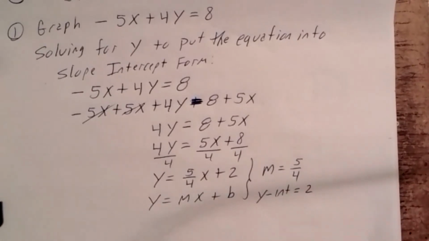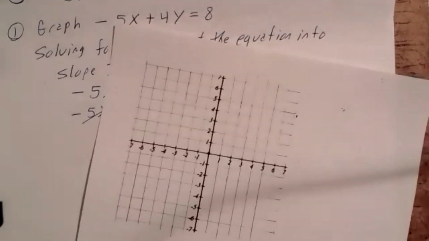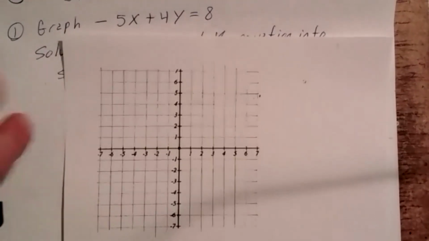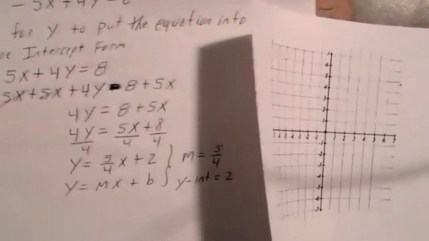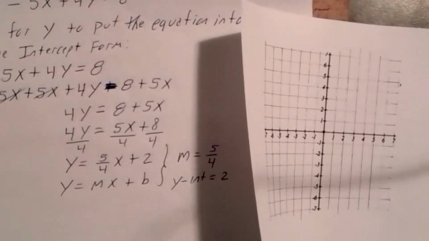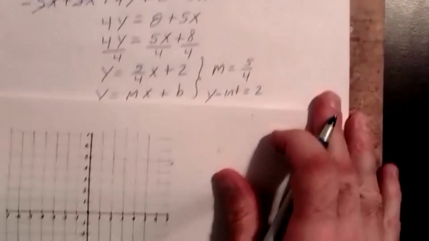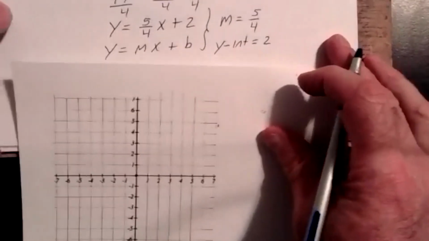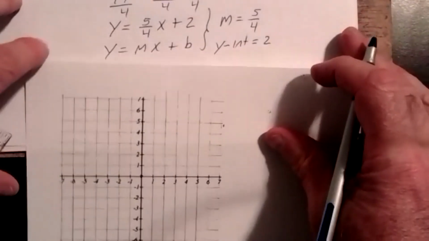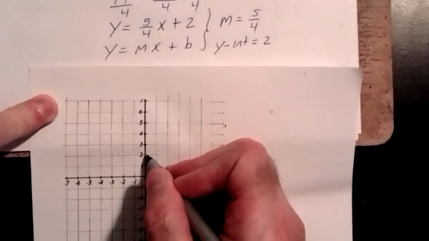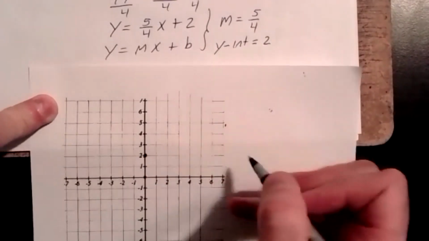To do that, we take ourselves a piece of graphing paper, ladies and gentlemen, and a ruler wouldn't hurt. So I'm going to try to graph y equals 5/4 x plus 2. To do that, we will plot the y-intercept first, which is 2. There's the y-intercept right there, (0, 2).